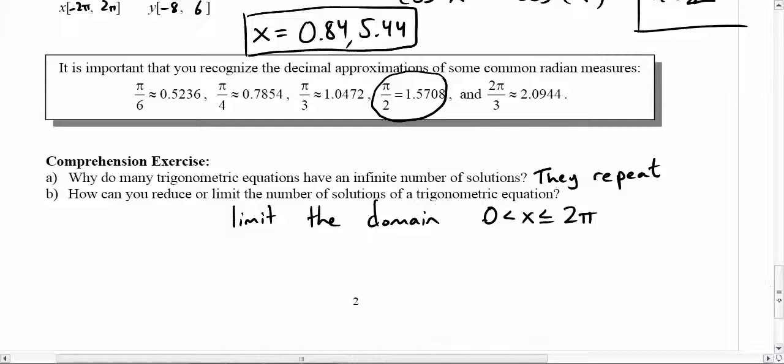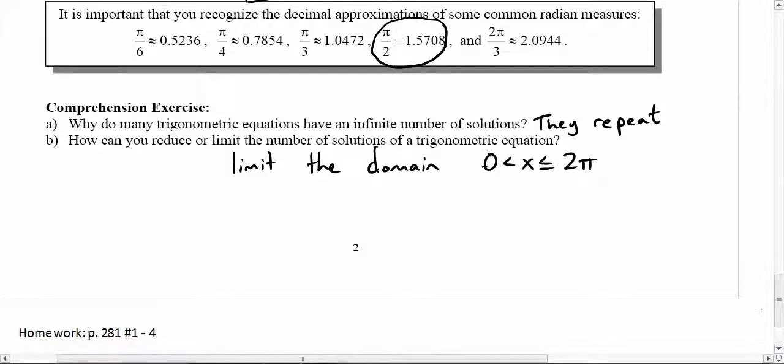So your homework for today is from page 281, numbers 1 to 4.